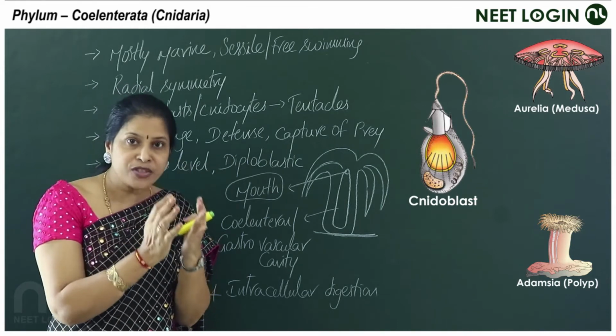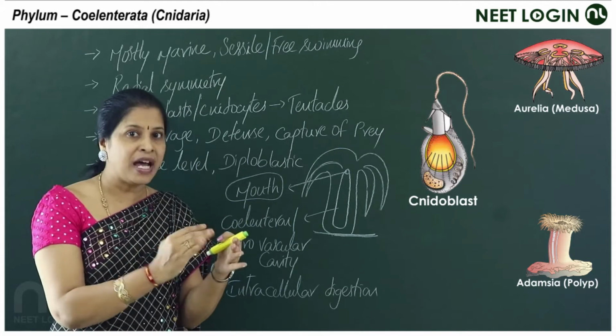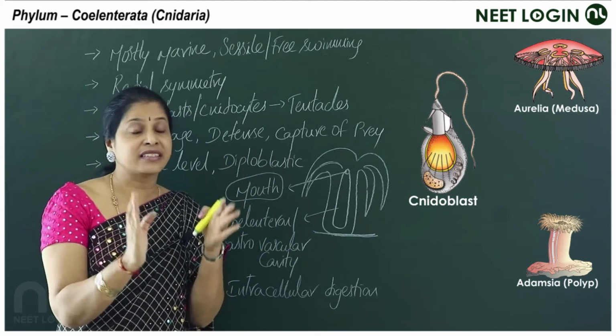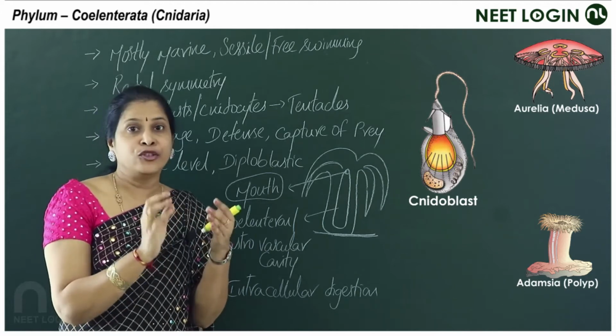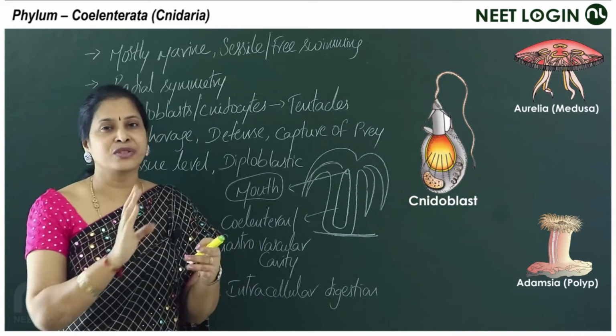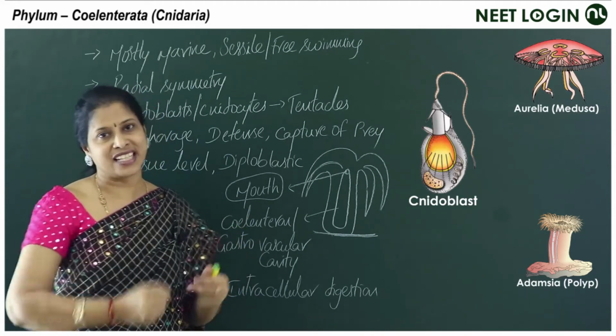Because of the presence of these cnidoblasts or cnidocyte cells in Cnidaria, predators or other animals are scared. They don't want to come near these cnidarians because they know well what these cells will do.